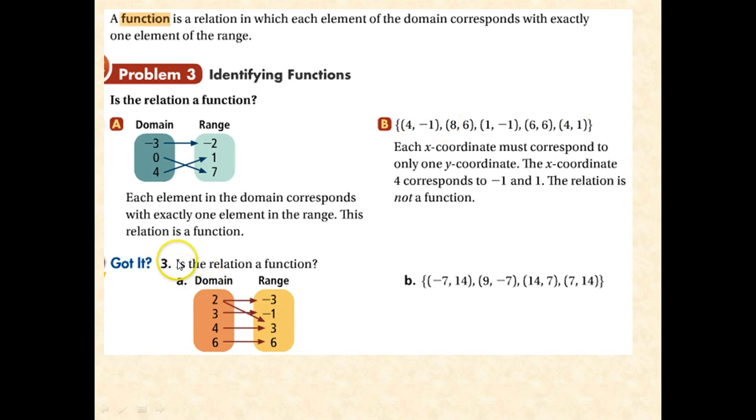Alright, so try number 3 here, A and B, and see if you can tell if it's just a relation or if it's a function. Push play when you're ready to see. Alright, did you notice that this input 2 is being mapped to two different outputs? -3 and 3. That breaks our rule, so it's not a function, it's just a relation.